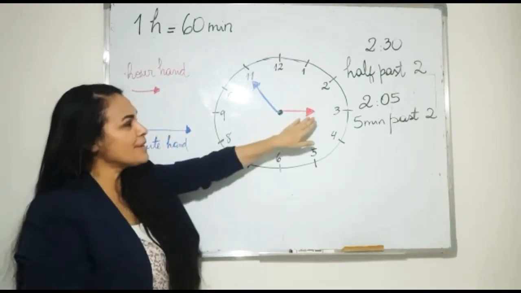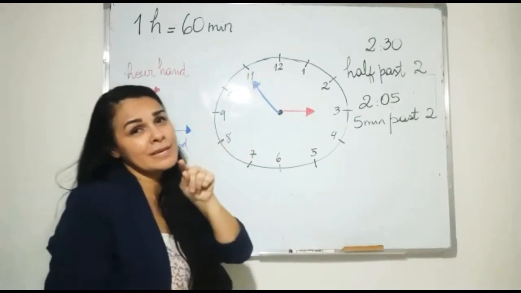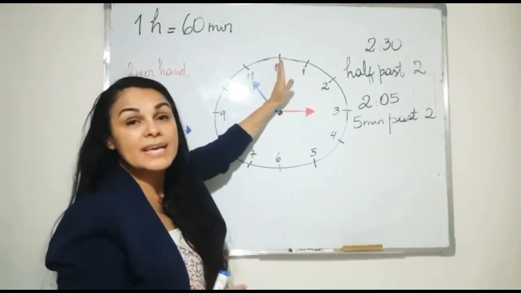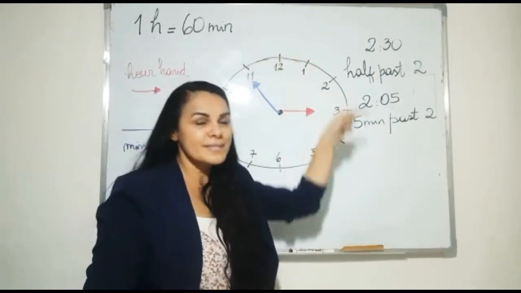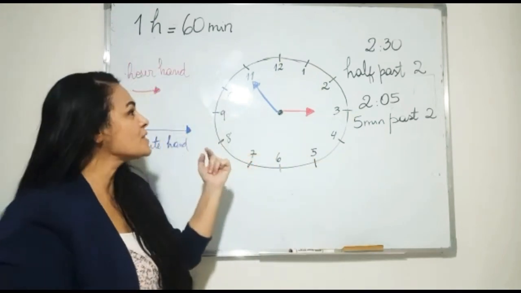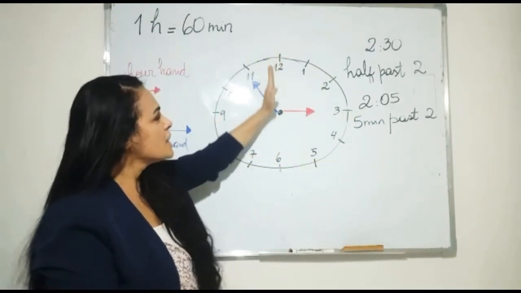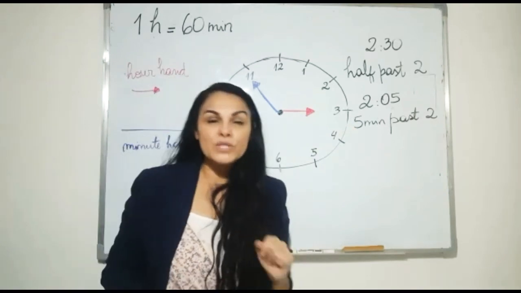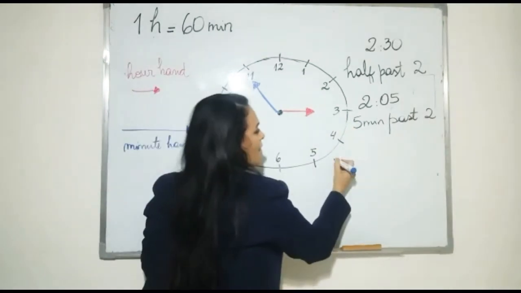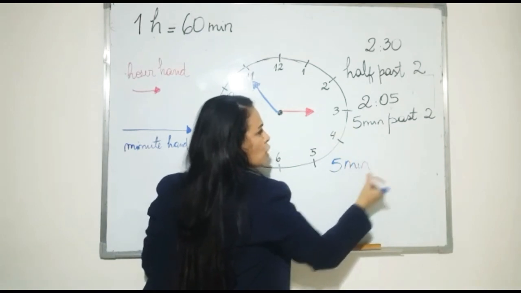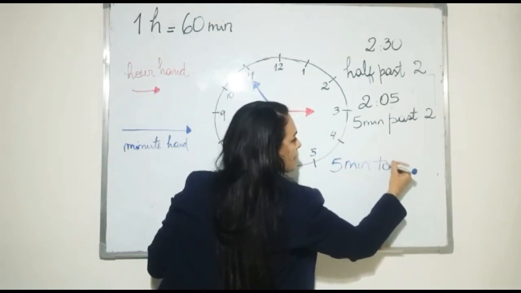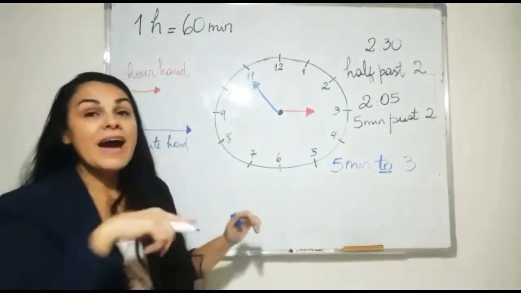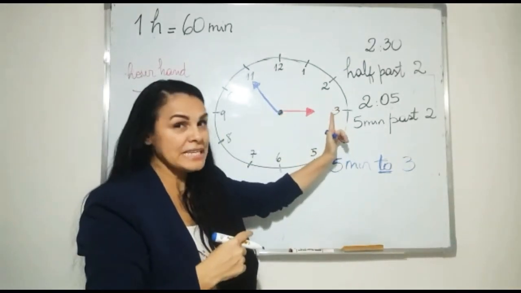If you say 3:55, it's wrong. Because what happened is not 3 yet. It's not 3. It's almost 3. So what are we going to say? How many minutes do we need to be in 3? 5 minutes. So how are you going to express that? Like this. 5 minutes to 3.